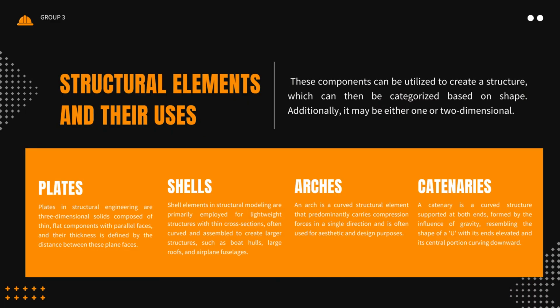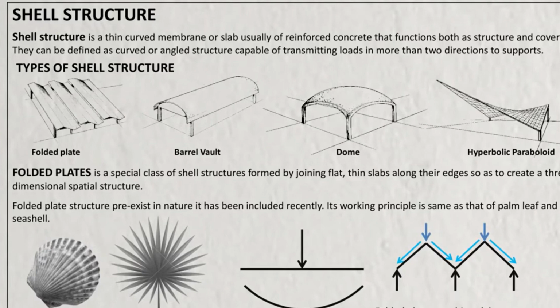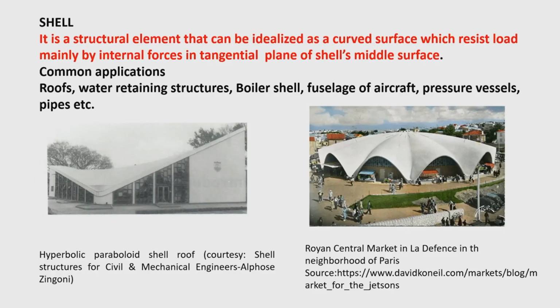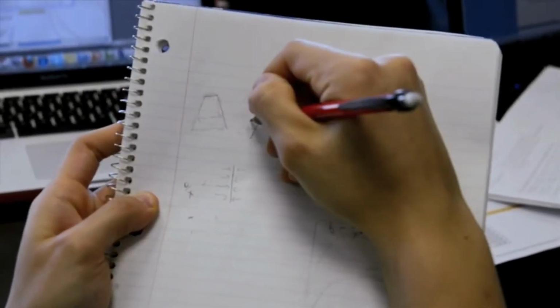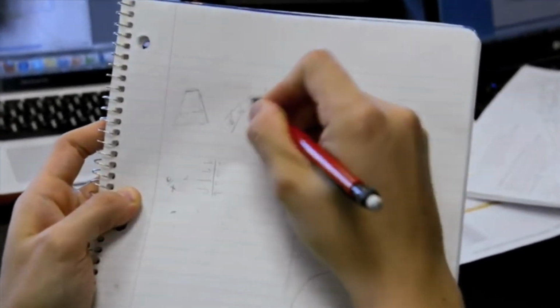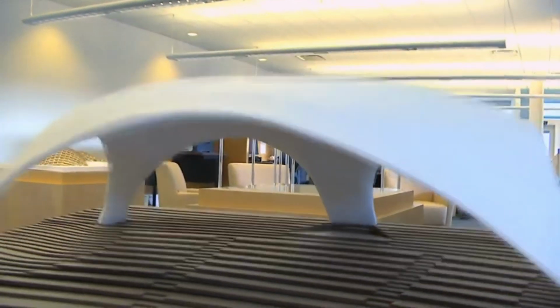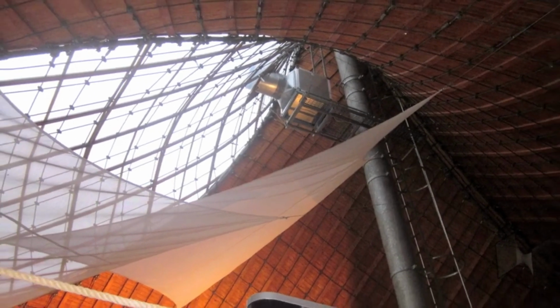The fifth element is shells. Shell elements are typically used in modeling structures whose thickness is significantly less than that of the other dimensions, and these structures are generally lightweight in construction. They are typically curved and put together to form larger structures. Boat hulls, huge structure roofs, and airplane fuselage all contain shell-like components.